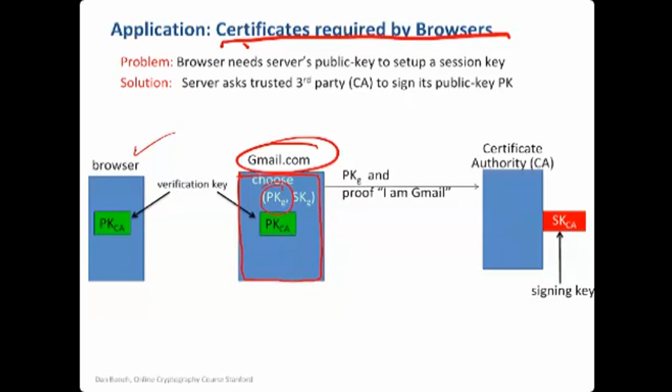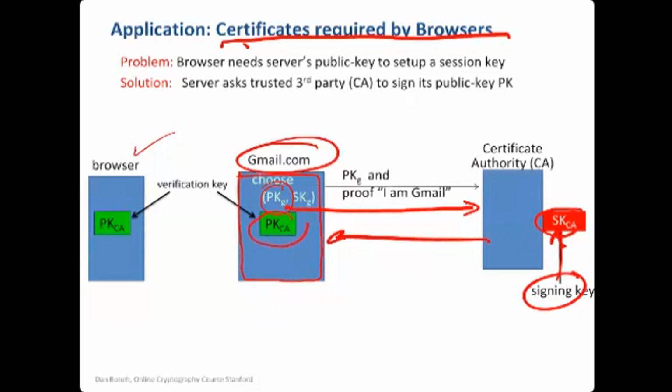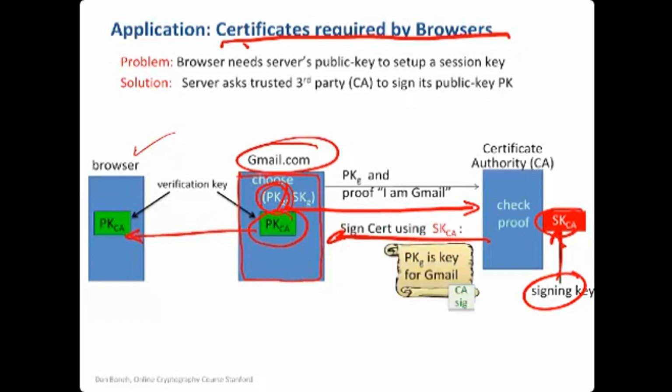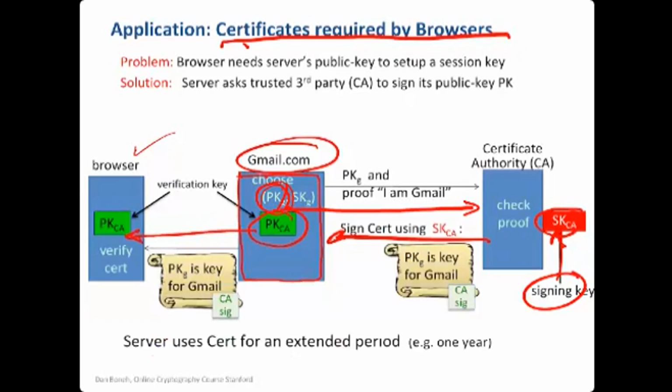So now gmail.com has to get a certificate from a certification authority, and the certification authority will use its private or signing key and send the certificate of PKG, Gmail's public key, and then Gmail will send this certificate to the browser. This is how it works. This is the flow.